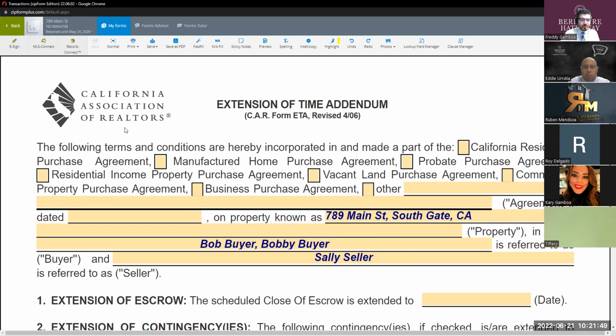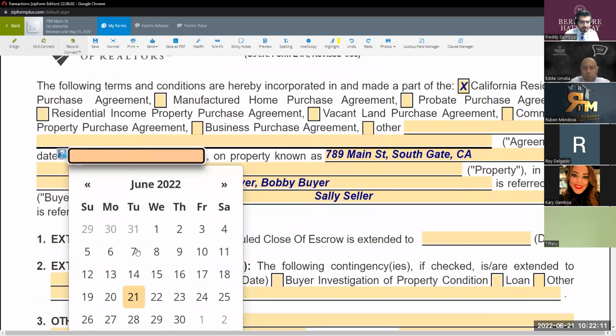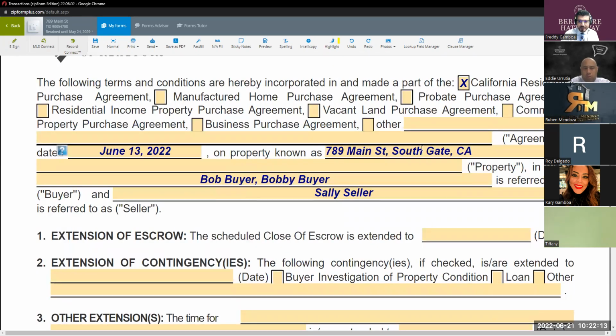The following terms and conditions are hereby incorporated and made part of the what? The California Purchase Agreement, Manufactured Home Purchase Agreement, Probate, Residential Income Property, Vacant Land, Commercial, Business, and/or other. And again, when was the purchase agreement dated? Well, 6/13, right there. Property address, between the buyer and the seller.